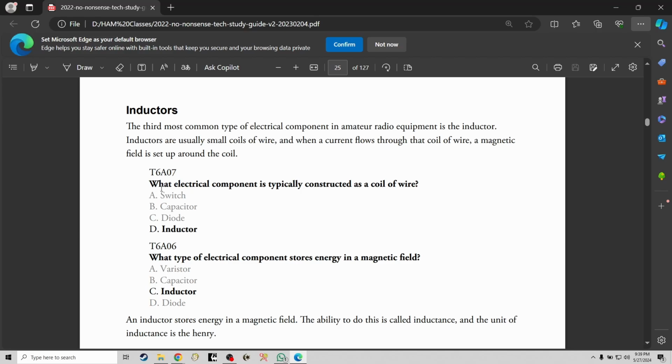All right, what electrical component is typically constructed as a coil of wire? A coil of wire is an inductor. What type of electrical component stores energy in a magnetic field? That's an inductor again.